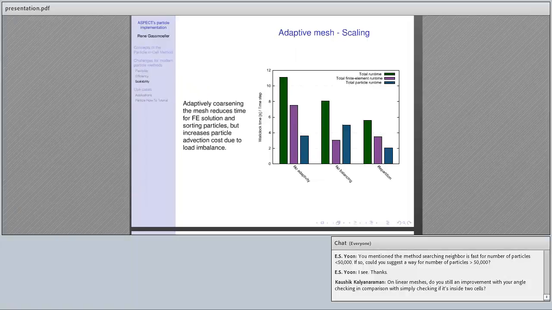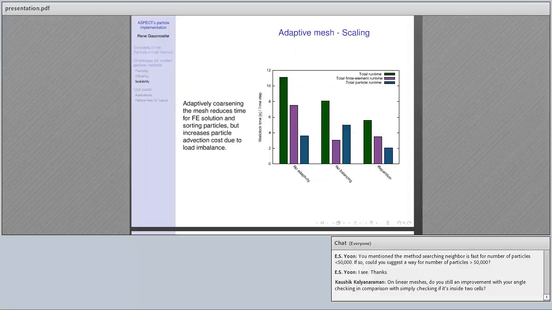In the case we use a uniform mesh, the set of 3 columns to the left, most of the time is spent in the finite element part, a certain time is spent in the particle part. If we then use an adaptive mesh for the same problem, but reducing the degrees of freedom because many cells are coarser than before, the total runtime will decrease. In particular, because the magenta column, the time that we spent in the finite element part, will decrease a lot.